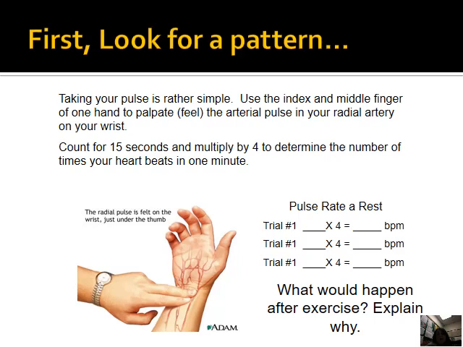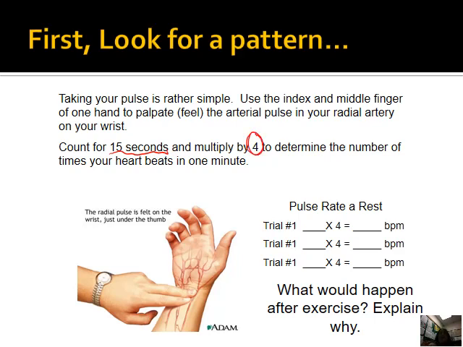So what you did was you took your pulse at rest. So your teacher either had you timed for 15 seconds, 20 seconds, 30 seconds, and during the time that was given to you, you counted how many beats or how many pulses you felt. So in this case, it looks like we are going to time you for 15 seconds, and we're going to multiply that by 4.